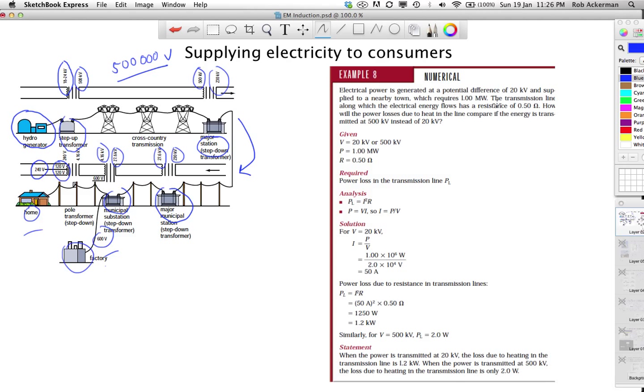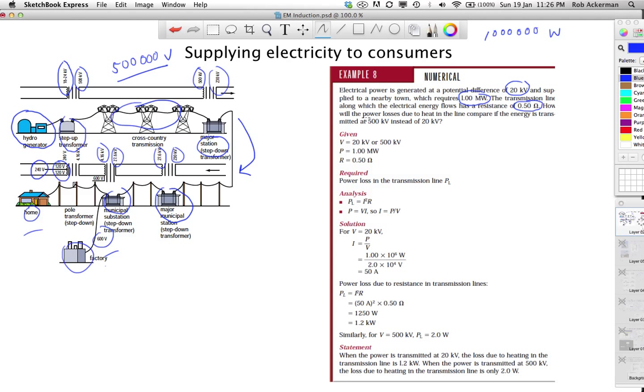Electrical power is generated at a potential difference of 20 kilovolts, and then it is supplied to a town requiring 1 megawatt. So that would be 1 million watts of power required. All the people using all of their electrical devices require 1 million joules of energy a second. The transmission line along which the electrical energy flows has a resistance of 0.5 ohm. So this is the wiring, for example, that you see here, 0.5 ohm of resistance.